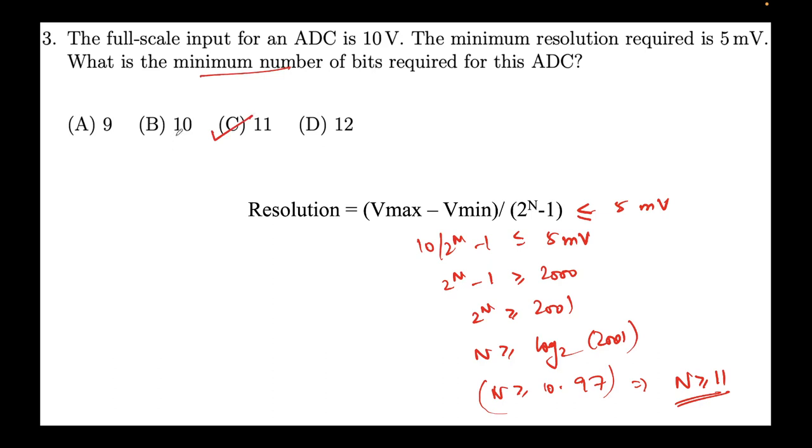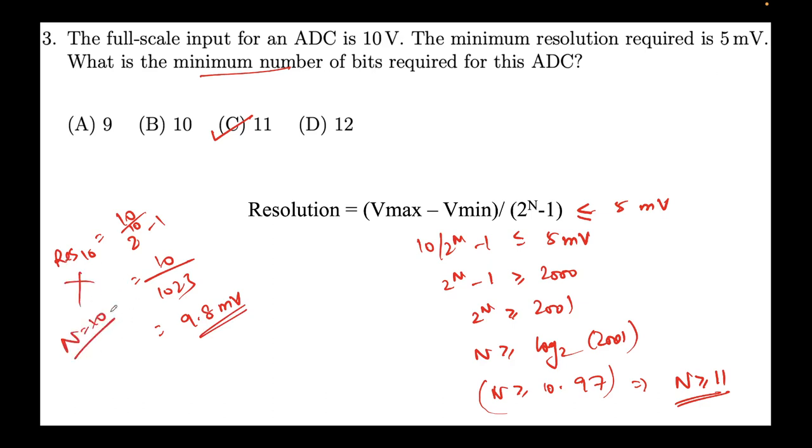If you make it equal to 10, let's calculate the resolution. For n equal to 10, it will be 10 divided by 2 raised to the power 10 minus 1. This will turn out to be 10 divided by 1023, which is 9.8 millivolts. We require how much? 5 millivolts or lower. This is higher. Hence, this is not acceptable. So n equal to 10 is not acceptable for us. Hence, n should be equal to 11 or greater. The answer is C.